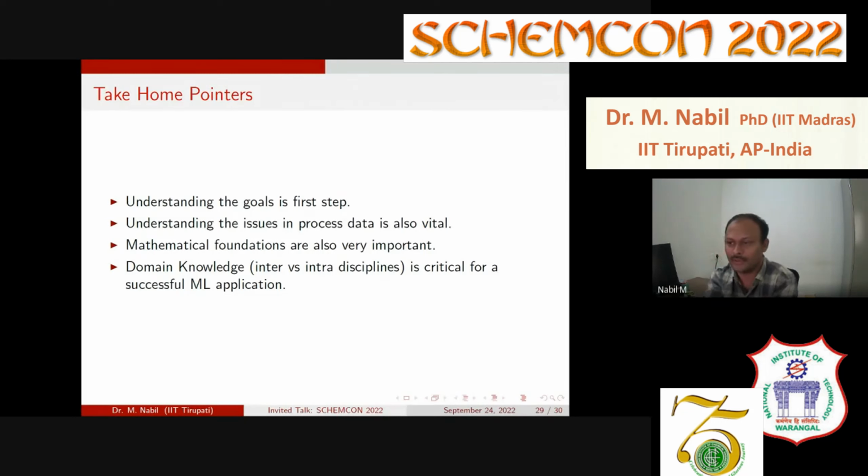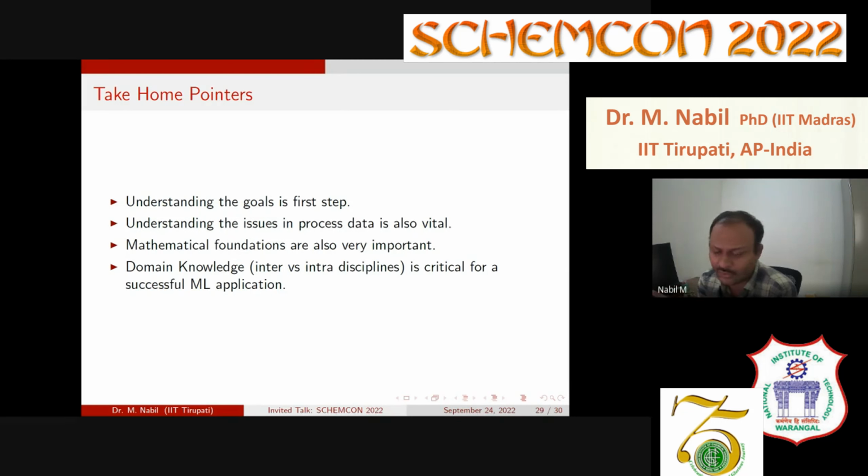So the take home pointer here is understanding the goal. When you're trying to do a machine learning exercise for any application, understanding the goal is the first step. Also, we have to have an idea of what different kinds of process data we'll deal with. And more importantly, the mathematical foundations are very important if you want to troubleshoot.